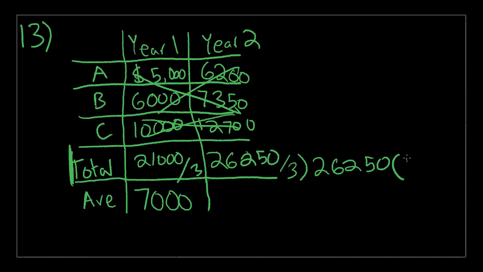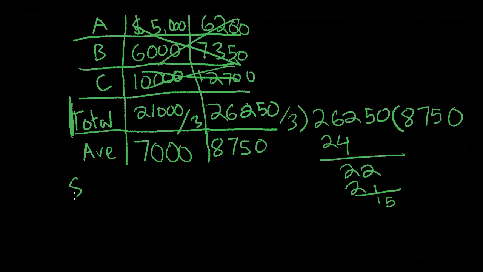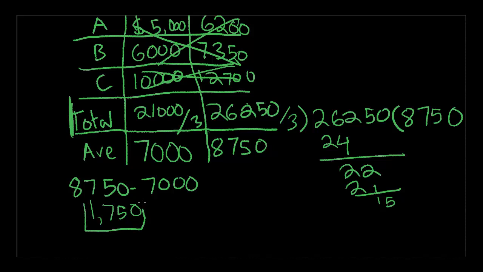26,250 divided by 3, which we're going to do on this side really quickly. 26 goes 8 times, 24. 22 goes 7 times, 21. Oh, we're running out of space. 15 goes in 5 and 0. So 8,750. Now, to find the average increase in profit, what you have to do is just subtract these. 8,750 minus 7,000. Because these are the profits, and we need to find the average increase in profit, and then you get 1,750. And that's your answer, right there.